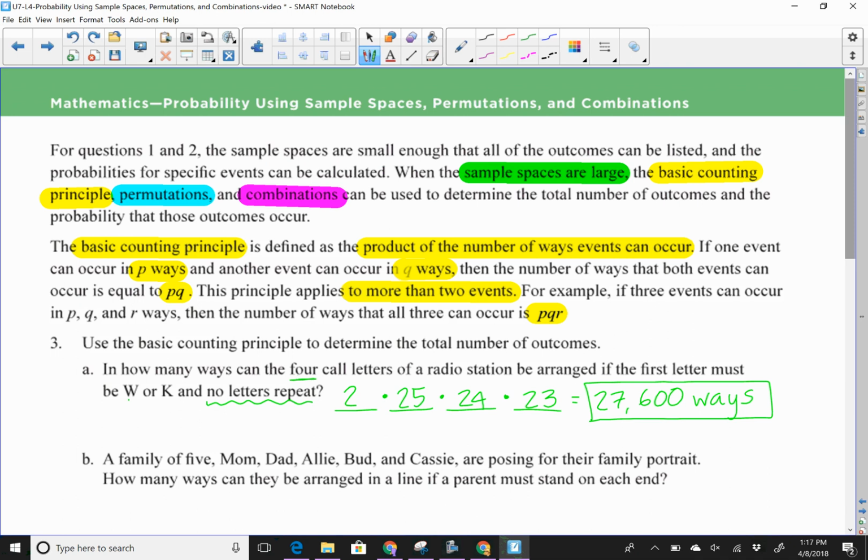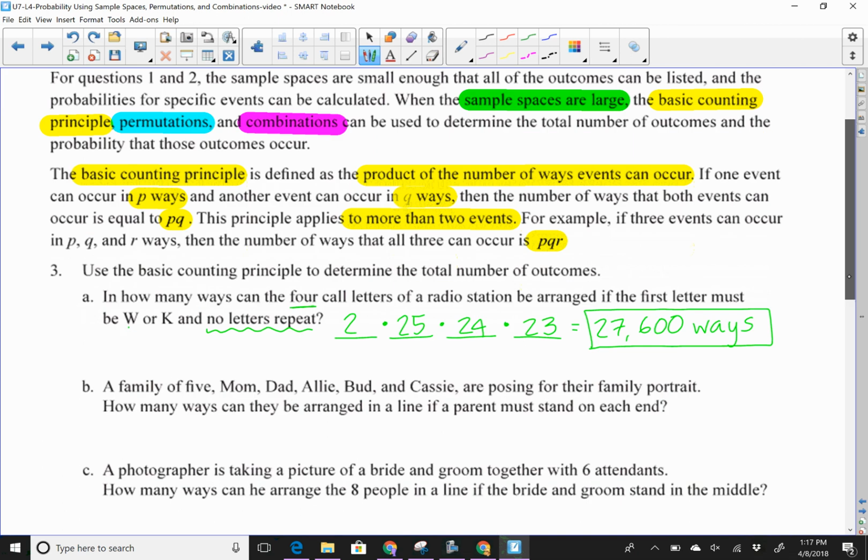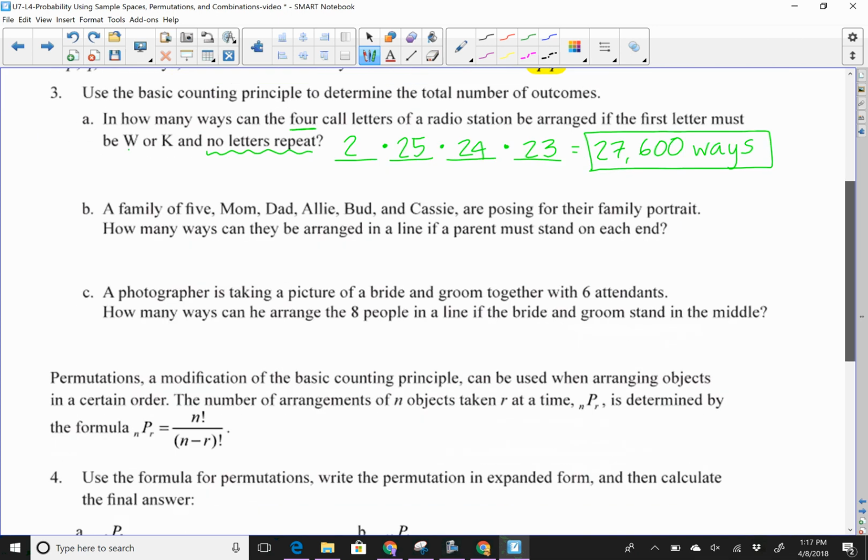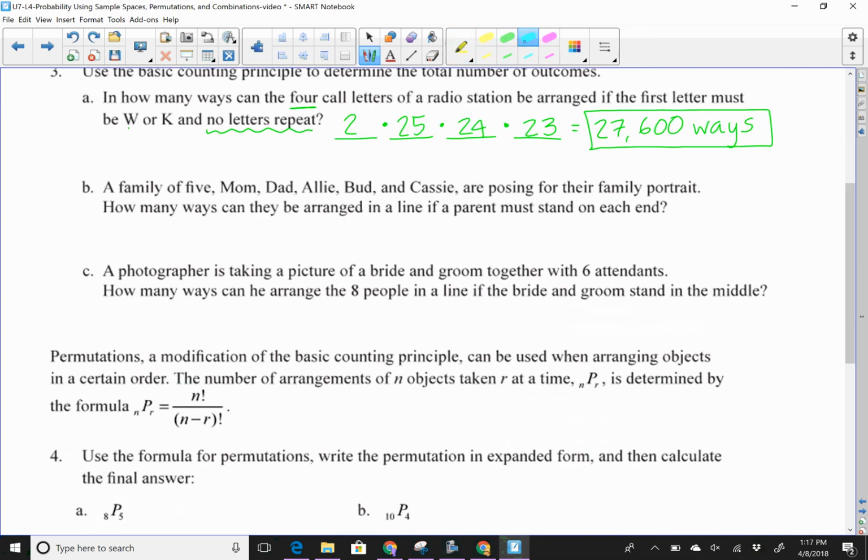The next one that we have is permutations. Permutations are basically a modification of our counting principle. And what is most important about permutations is the fact that the order matters. Let's keep going and I'll talk about that. The number of arrangements of n objects taken r at a time, here's your notation, nPr is what that looks like. And there is a formula.